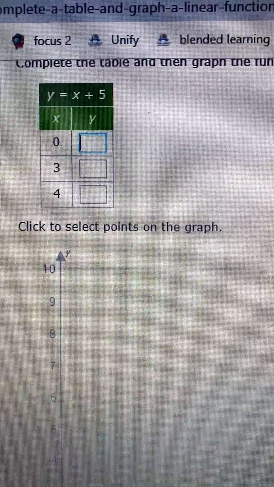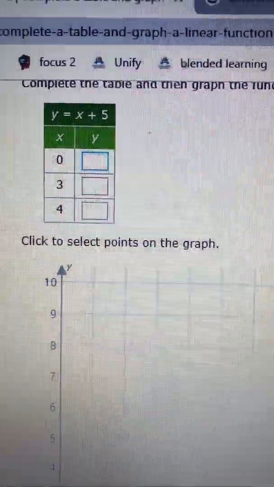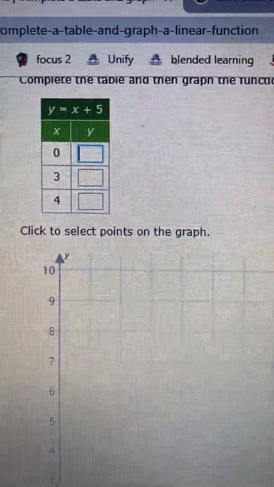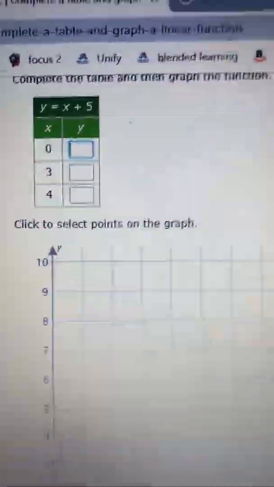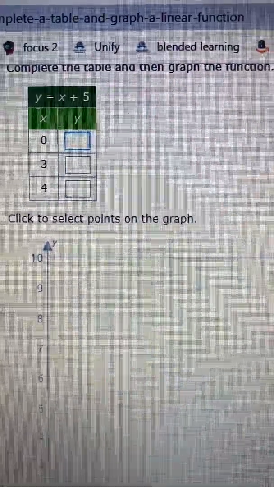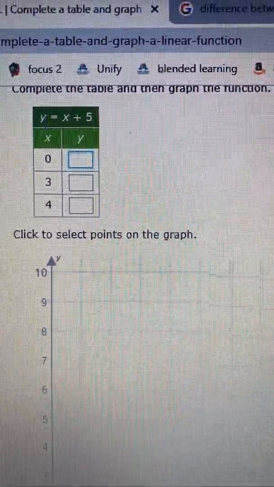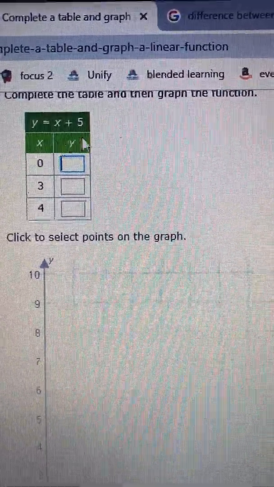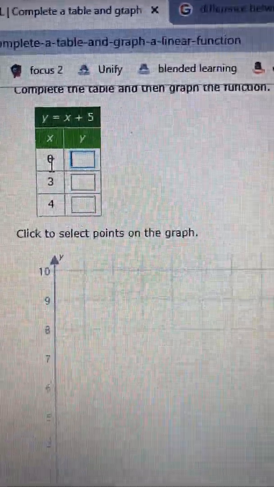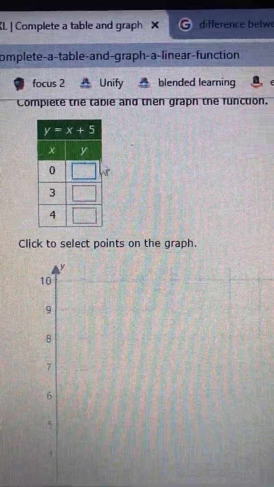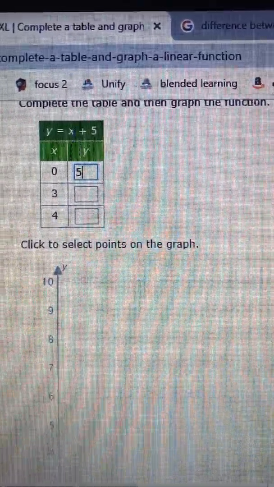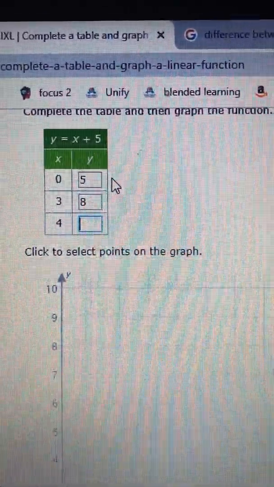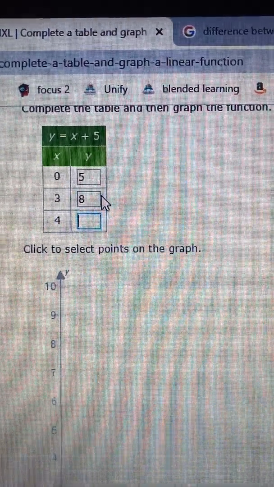All right, so I'm going to show you how to evaluate or solve a function. Now, this is not a function, but the difference between it and a function is very, very little. So you're probably very familiar with this. Basically what they're saying here is they give you y equals x plus 5, and all we have to do is substitute in the x value to find out what the y value is. So for instance, if x is 0, put 0 there, 0 plus 5 is 5. If x is 3, 3 plus 5 is 8. And if x is 4, then y would be 9.